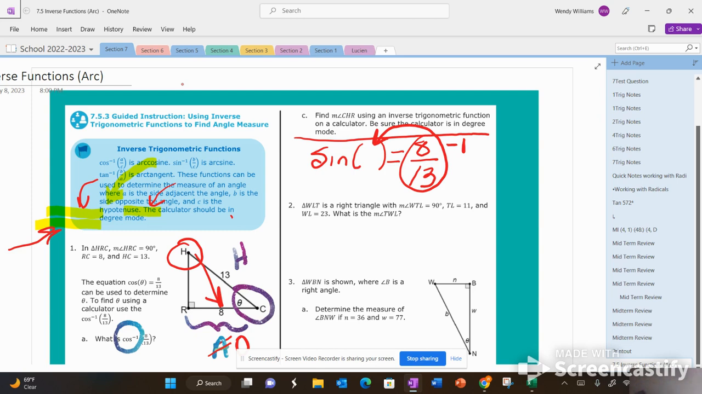All right, always draw your picture. And the most important angle is your right angle. And if T is in the middle, that's your vertex. So this has to be T.